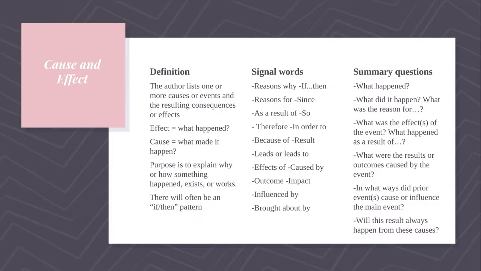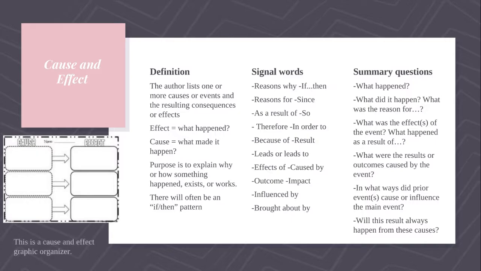What was the reason for? What was the effect or effects of the event, what happened as a result of it? What were the results or outcomes caused by the event? In what ways did prior event or events cause or influence the main event? Will the result always happen from these causes? If you see any of these, you'll know it's cause and effect. This is a cause and effect graphic organizer.